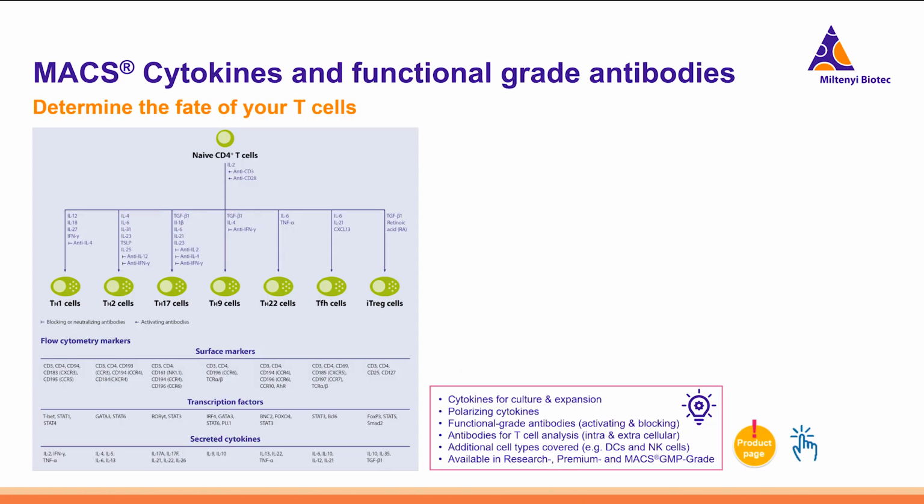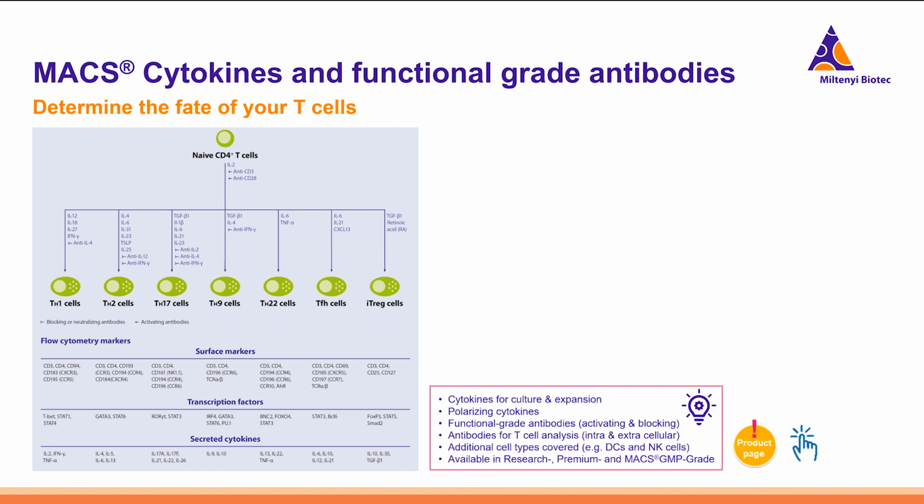When talking about T-cell culture and media, naturally, cytokines and functional grade antibodies have to be included. Miltenyi Biotec offers a huge variety of cytokines and functional grade antibodies to allow for any kind of T-cell culture conditions, from stimulation to expansion to polarization. This comprehensive overview, for example, shows the different T helper cell subtypes and how they can be polarized in vitro using our MACS cytokines and functional grade antibodies. It also shows how the respective phenotypes can be assessed using our MACS flow cytometry portfolio.